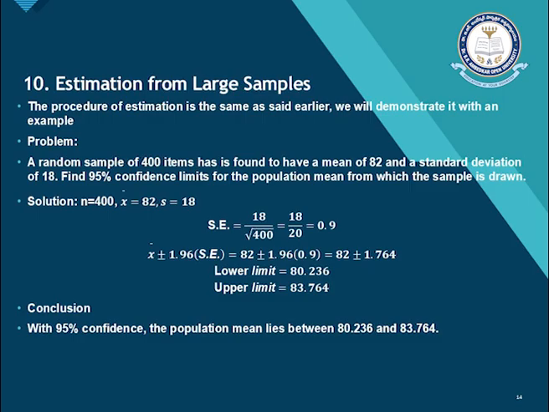So after these additions and deductions, the lower limit is 80.23 and the upper limit is 83.76. Now the conclusion: with 95% confidence, the population mean lies between 80.23 and 83.76.